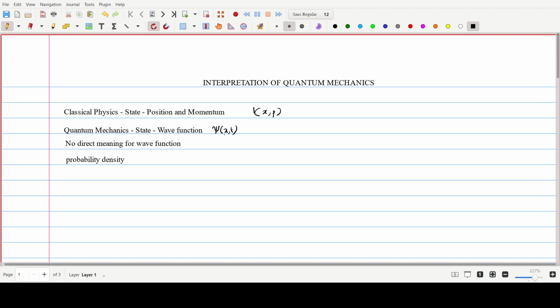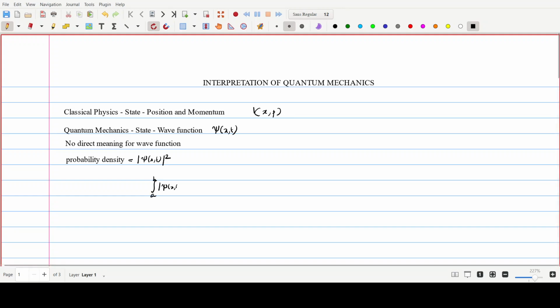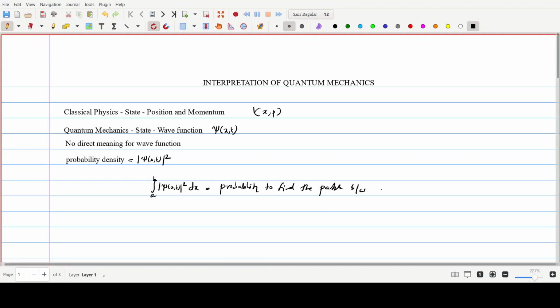The wave function is interpreted in terms of its mod square, which is interpreted as the probability density. So what does it mean? It means that if you integrate mod psi square between two positions, then this will give the probability to find the particle between the positions A and B.